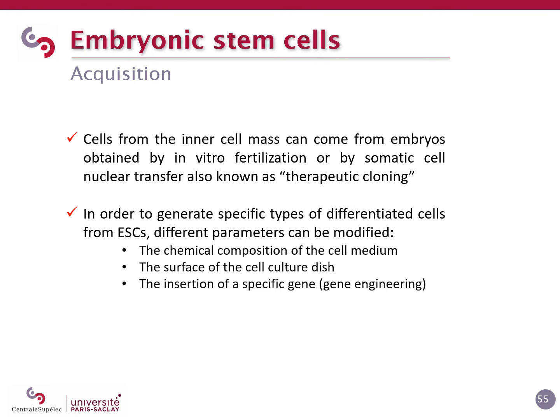Cells from the inner cell mass can come from embryos obtained by in vitro fertilization or by somatic cell nuclear transfer, also known as therapeutic cloning. In order to generate specific types of differentiated cells from embryonic stem cells, different parameters can be modified: the chemical composition of the cell medium, the surface of the cell culture dish, the insertion of a specific gene.